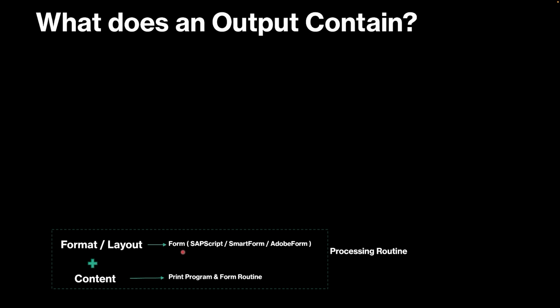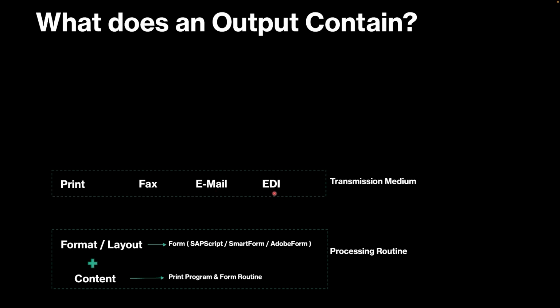Let's say that a vendor asks you to send the purchase order in printed format only. Another vendor asks you to send the purchase order through email or maybe through EDI, that is electronic data interchange. So all these mediums are called transmission mediums. You can send this particular output through print also, or through fax, email, or EDI. And all these transmission mediums can be used to transfer the data from your system to the vendor's end.